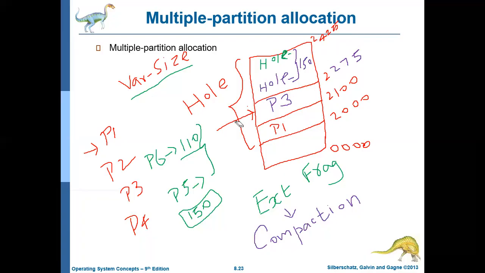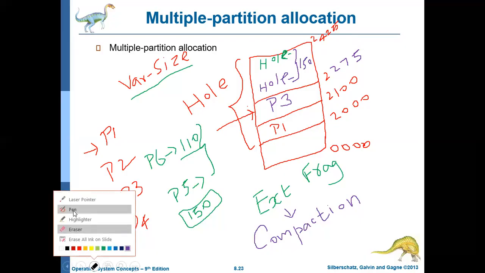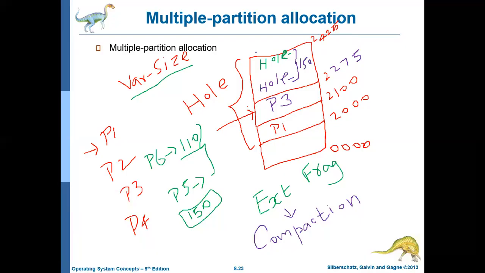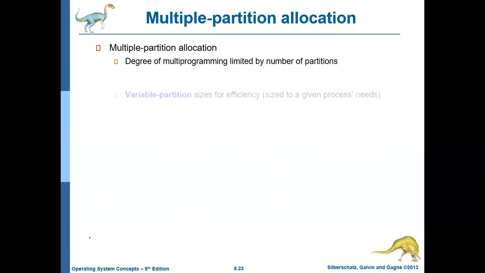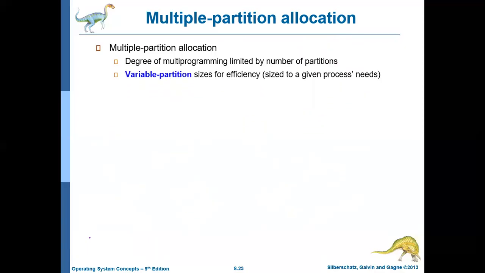So once compaction is done, now the request of P5 can be satisfied. Now P5 can be given access to this particular hole, which is of exactly 50 MB. So this is how external fragmentation can be dealt with. That's what we are discussing here. The degree of multi-programming will be determined by the number of partitions, because depending on the number of partitions, that many processes can be in the memory.